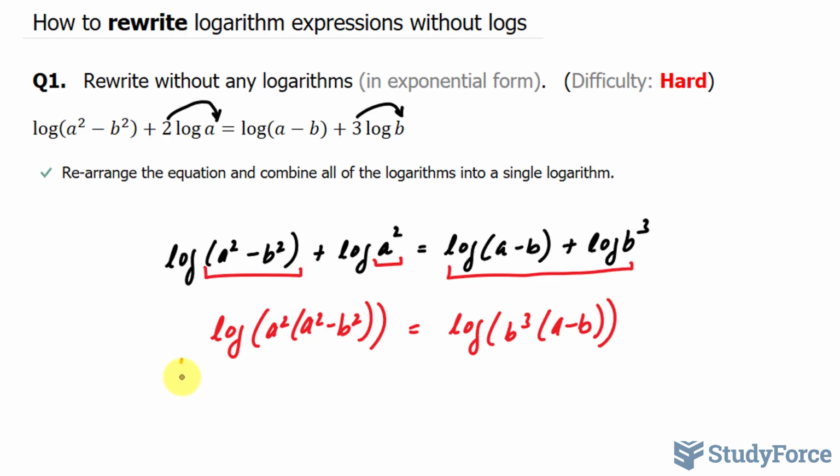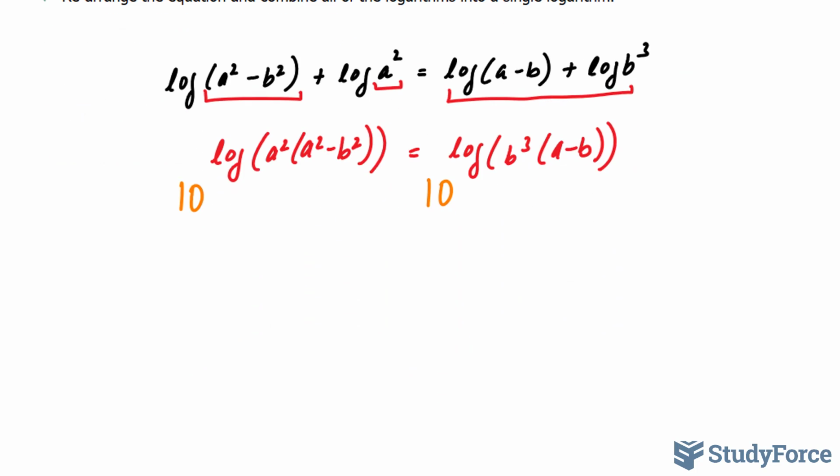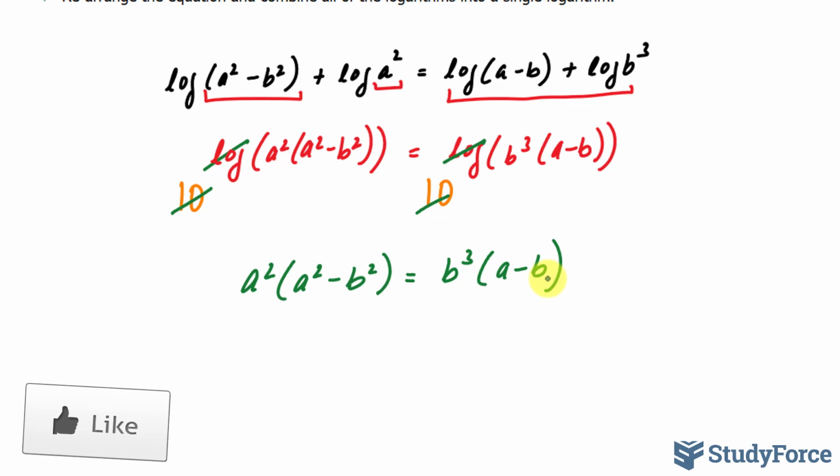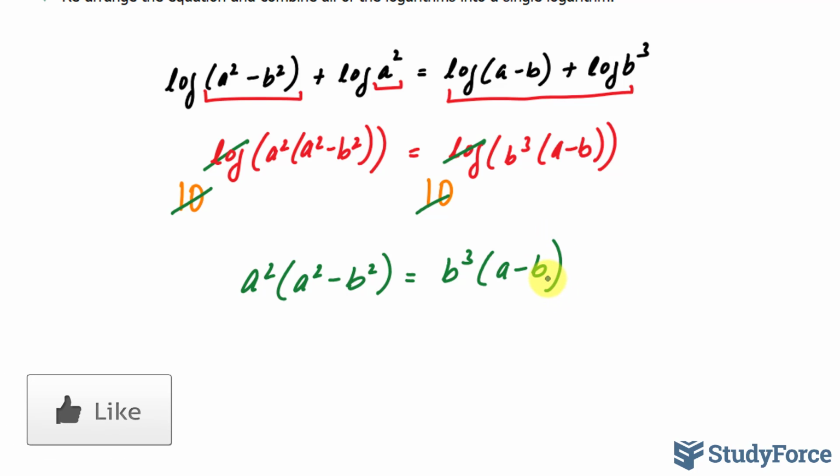The next thing that I can do is raise both sides as powers to the base 10. So I can make this the power to the base 10 on the left side and the same thing on the right side. And what that will do is cancel out the log, because remember, this log has a base 10 of its own. This gives us a squared times a squared minus b squared is equal to b cubed times a minus b. Arguably, you're done, because you have successfully converted this expression from being one that's in terms of logs to one that's without.